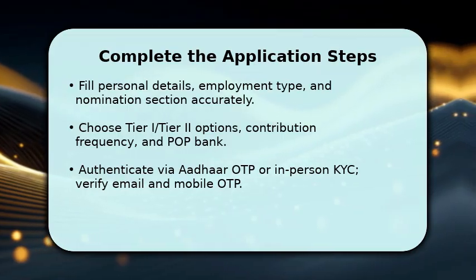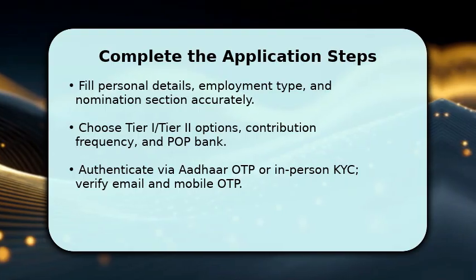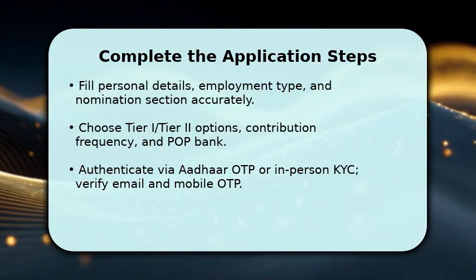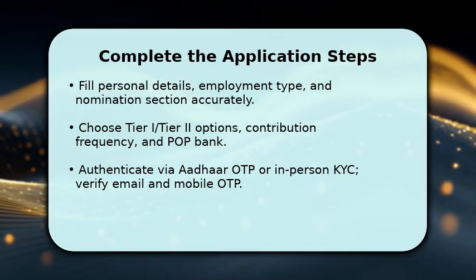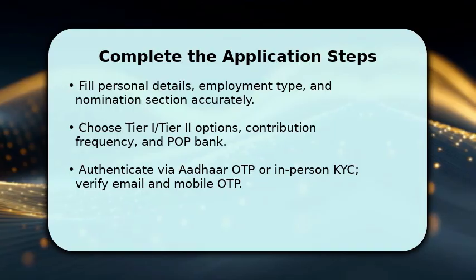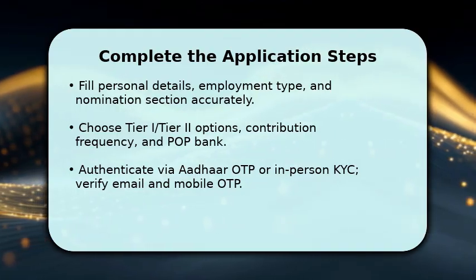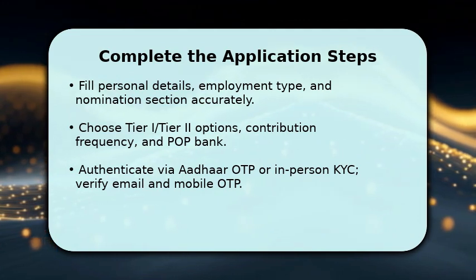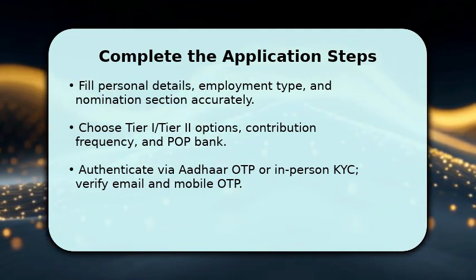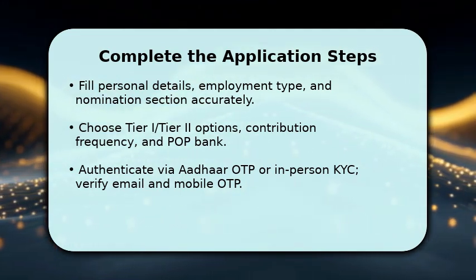Then choose Tier I or Tier II accounts, set contribution frequency and POP bank, and complete the nomination section. For eNPS, authenticate with Aadhaar OTP and confirm mobile and email OTPs. For POP SB, submit originals for verification. Once you finalize and review entries, submit the form and retain the acknowledgement number for tracking.